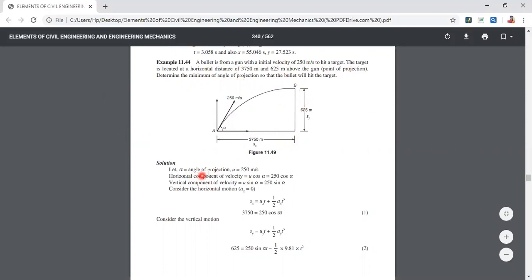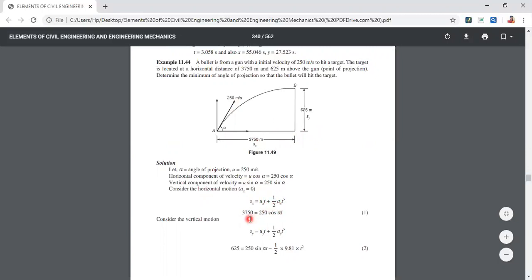So let alpha be the angle of projection. u is known to us. The horizontal component is u cos alpha, so 250 cos alpha. The vertical component is u sin alpha. Consider the horizontal motion. First, I'll use Sx equal to ux t plus half ax t square. When I substitute the known values, ax becomes 0 because we are considering the horizontal motion. So in horizontal motion, this term entirely becomes 0 and only this will be there.